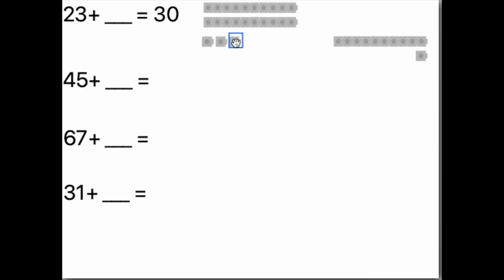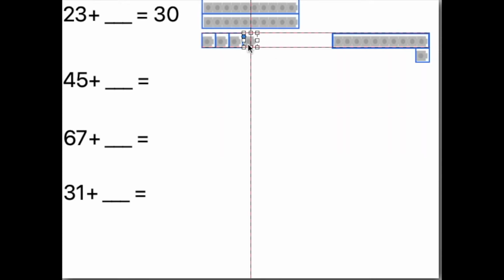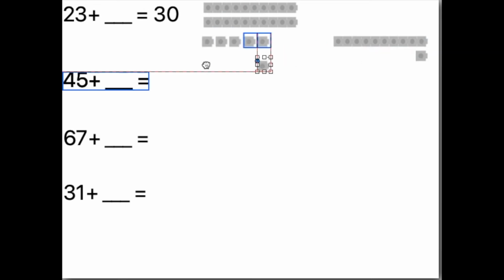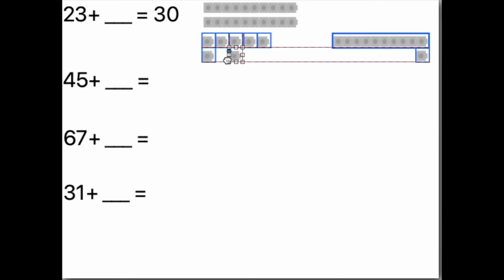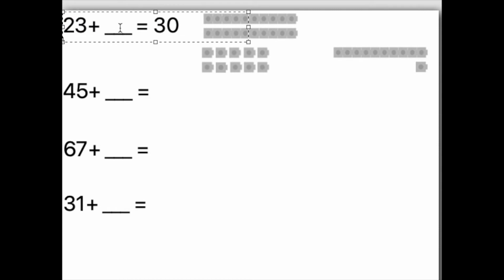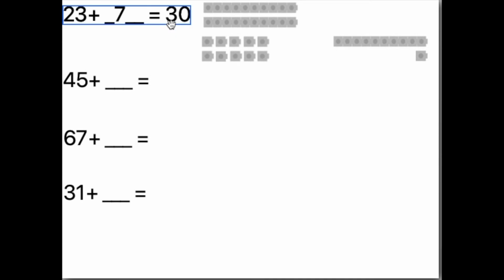If I have 3 here, let's see how many I need to add to fill up a 10. 1, 2, 3, 4, 5, 6, 7. You can see that I filled up that 10 frame. That makes sense because 3 plus 7 would equal 10. That would make a 10. We could stack all those cubes together. 23 plus 7 equals 30. Let's do the next one.